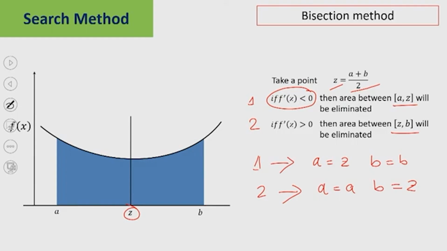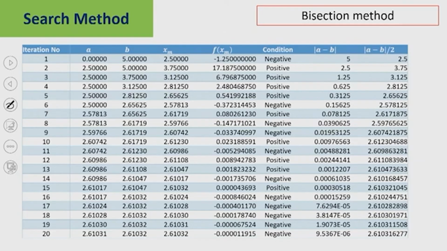Okay. So, we will just apply these two conditions, and if we do it for some iterations, you will get the optimal solution of this particular function. Okay. So, let us apply this bisection method. Here again we have started with 0 and 5, that means a equal to 0, b equal to 5, and this is x m. So, this is nothing but z, z is at the midpoint. Okay. So, z equal to 2.5.